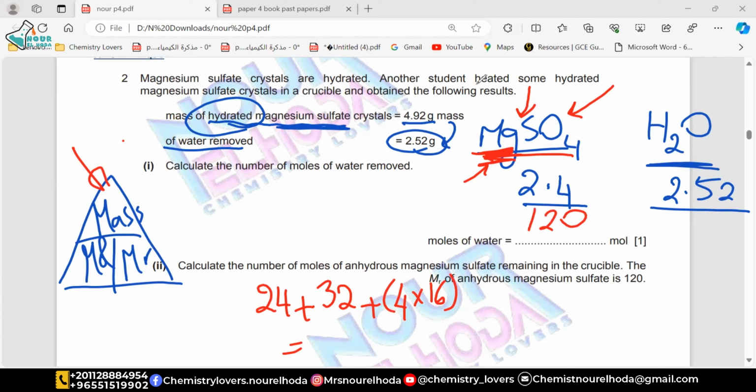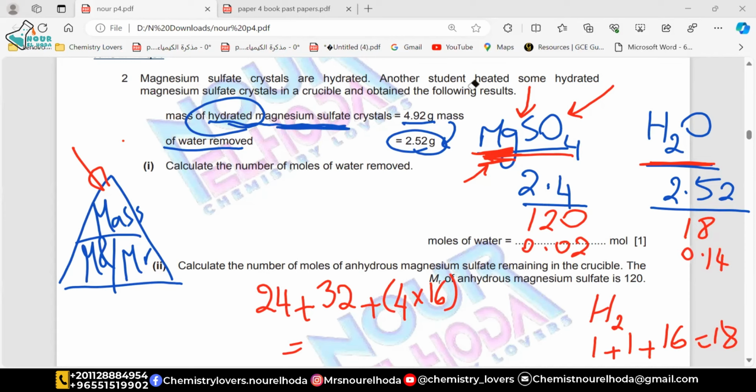So it's 120. But what about the big numbers of water? Every hydrogen is 1, so 1 and 1, plus an oxygen is 16. So it's going to be totally 18. So what are going to be both numbers? For magnesium, it's 0.02. For water, it's 0.14. Then I'm going to divide both by the smallest. Am I right? So this is what I'm going to do.